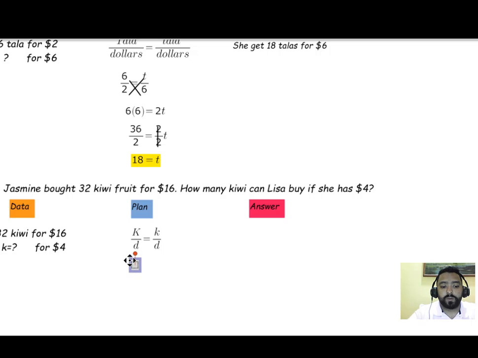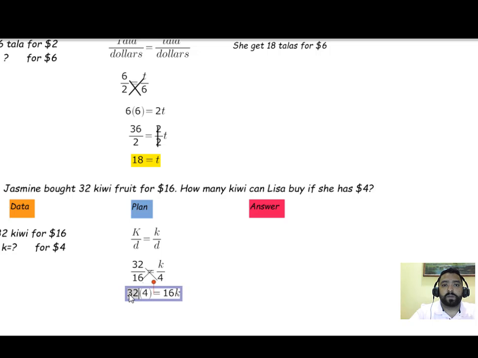Then remember, kiwi, we have 32 kiwis for $16, equal to the quantity of kiwi that we don't know, I'm going to use the letter K, the variable K, for $4. Here we have it. Then we're going to do the cross product multiplication. This one times this, and this times this, and then 32 times 4. We are going to multiply 32 by 4, equal 16 times K, or 16K.